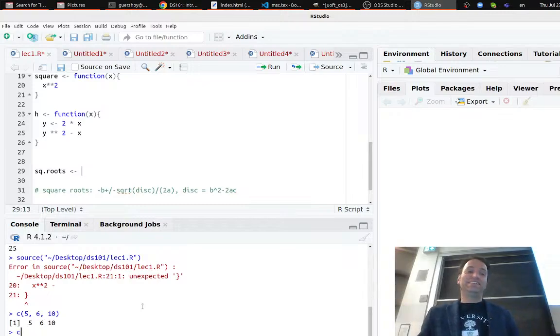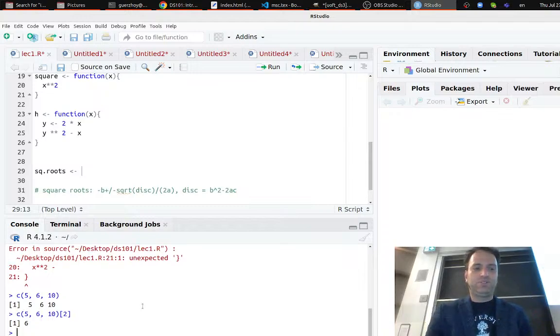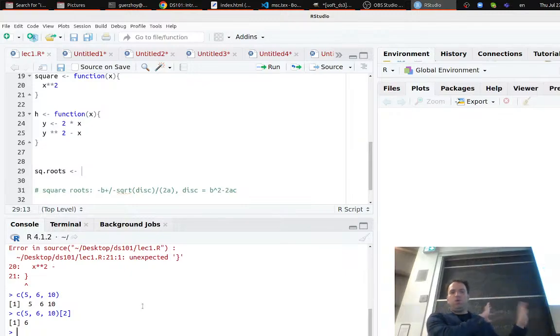Can you access the vector? Yeah, you can. So for example, this is 6. We'll do it in more detail later on today.